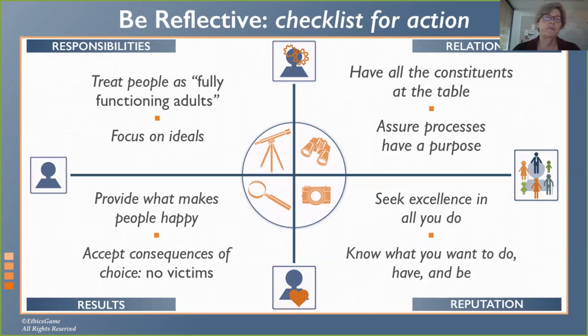The responsibilities lens wants to treat people as fully functioning adults, able to make their own decisions, able to take a look at their own values. But in that process, we want to focus on ideals. What does it mean to be the very best expression of ourselves in this situation? The results lens, people want to make sure that people are happy. A better way perhaps of thinking about this is that people are thriving, that they are able to live into their core values and commitments. But as we do this, we have to realize that we made choices and that we cannot then claim no responsibilities for the choices we made.